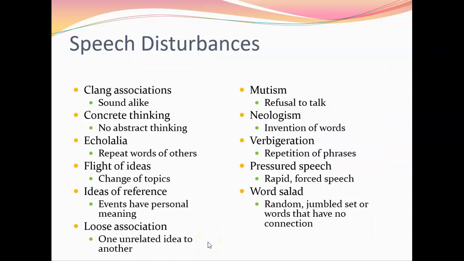When I talked about some of the symptoms of schizophrenia, I mentioned different types of speech disturbances. So clang associations are when they'll start stringing together words that sound alike. Duck, truck, puck. Concrete thinking, we see this sometimes with children, so they're not able to have that abstract thought. Everything's very black and white. Echolalia is when they'll repeat the words of others. So you'll be trying to interview them, doing an assessment, and they're just repeating your words right back to you.